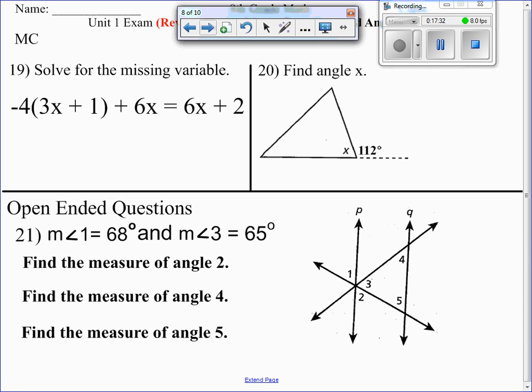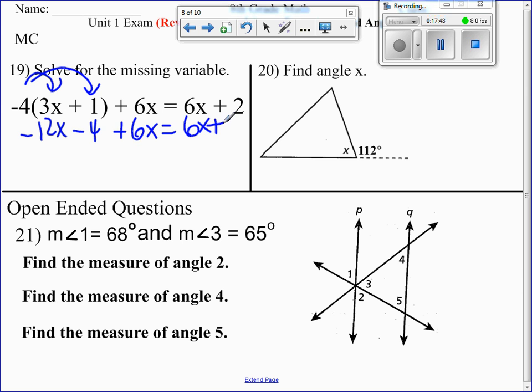Number 19, another equation we're solving. Let's get rid of the parentheses first by distributing. So if you're one of those people who still looks at equations and doesn't know where to start, the parentheses are always a good place to start. Negative 12x minus 4 plus 6x equals 6x plus 2. Negative 12x plus 6x, I see some like terms on the same side. Remember, if you need to draw a line down to see the two sides, do it. So they're on the same side.